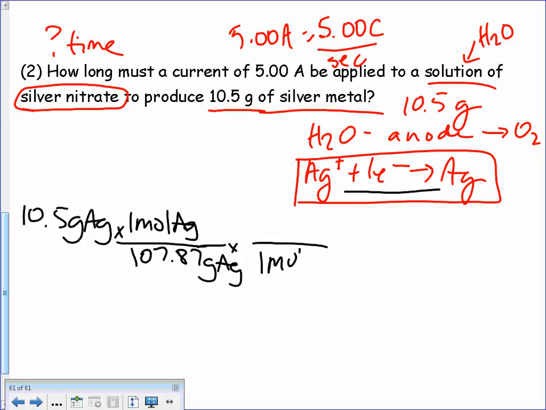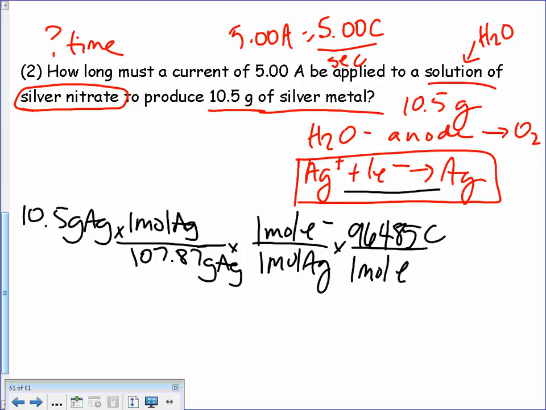So 1 mole of silver transfers 1 mole of electrons via its half reaction. Okay, logical next step. Who has moles of electrons in their units? Faraday's constant. What goes on top? 96485. You can go 96500 or 96485, I don't care, but you'll see our answers might be slightly skewed depending on which one you use. And that Faraday constant is per 1 mole of electrons. Okay, so moles of electrons cancel. Now we're in coulombs, guys.